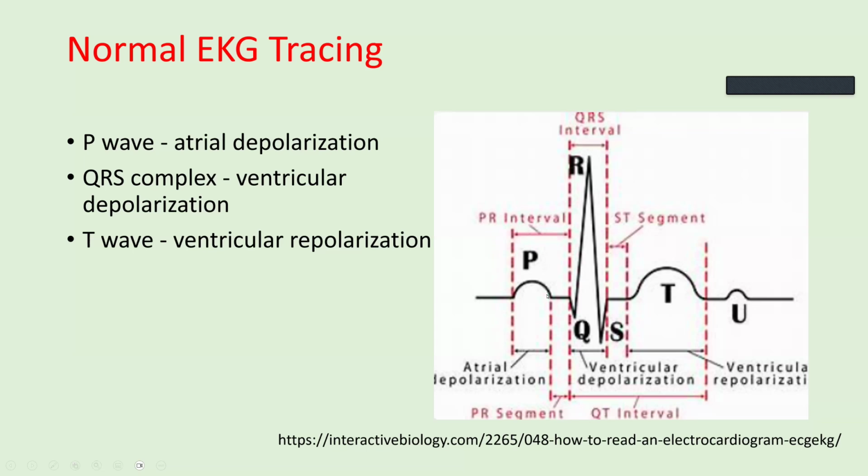The QRS complex represents the result of atrial repolarization and early ventricular repolarization, which is right here. The T wave right here represents or is the result of ventricular depolarization and repolarization.